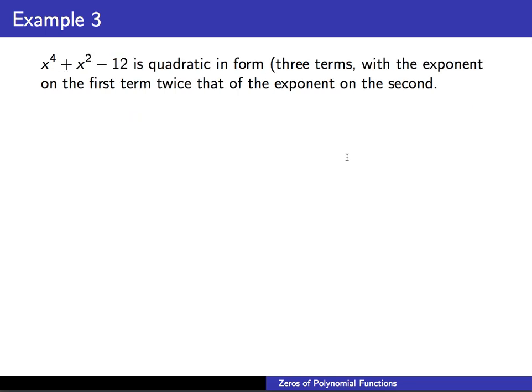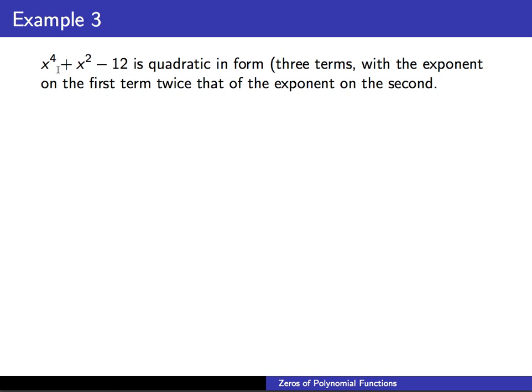Looking at x to the fourth plus x squared minus 12, it actually is quadratic in form. To be quadratic in form, we need three terms: first term, second term, three terms, okay. And then the exponent on the first term, the 4 in this case, has to be twice that of the exponent on the second term. So 4 is twice 2. So this is quadratic in form.